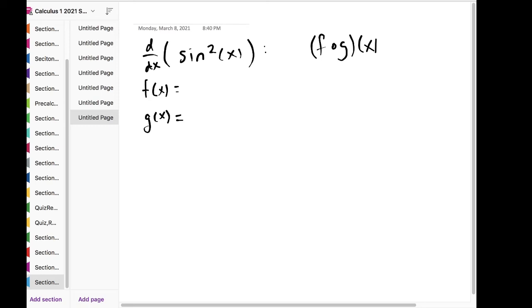Okay, so if you do that, let g of x equal x and f of x equal sine squared of x. I'm kind of stuck, right? Because I want to find f prime, but that's what I'm looking for. It's not x. I'll give you a hint. Okay, now what's f of x and what's g of x?